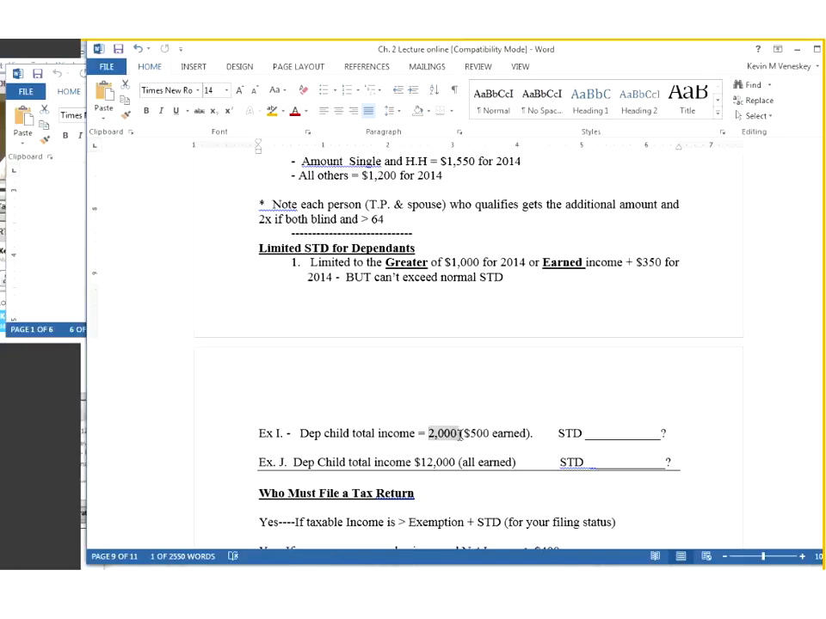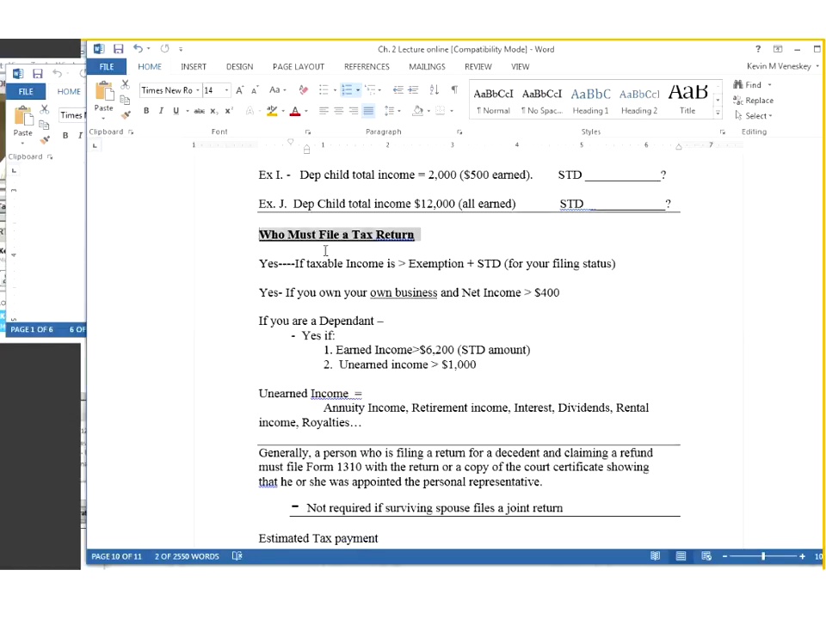So I gave a little example here. If you had $2,000 income, so maybe some of it was non-taxable for whatever reason, non-taxable interest, and $500 of that income was earned. So what's the standard deduction? Well, you take earned income $500 plus $350, so that's $850, or the greater of $1,000. So the answer would be $1,000 would be the standard deduction for this individual.